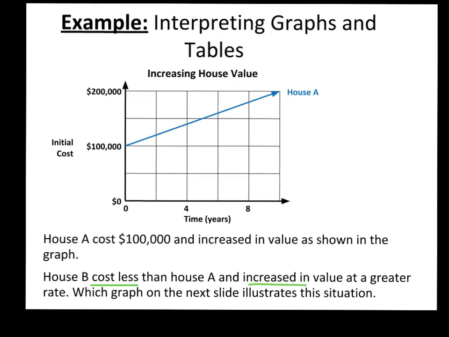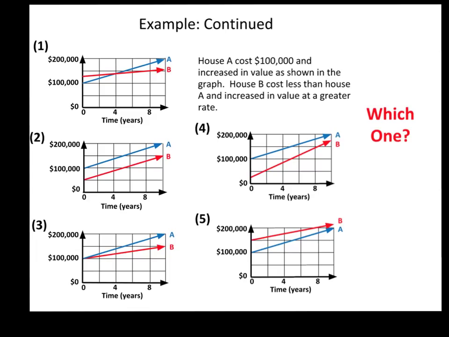And then it says it increased in value at a greater rate, meaning that rate of change has to be steeper. So it's going to increase at a steeper line. So maybe it'll look something like this. Okay, so that slope has to be much steeper. So knowing that information, we can use that to find which graph matches.